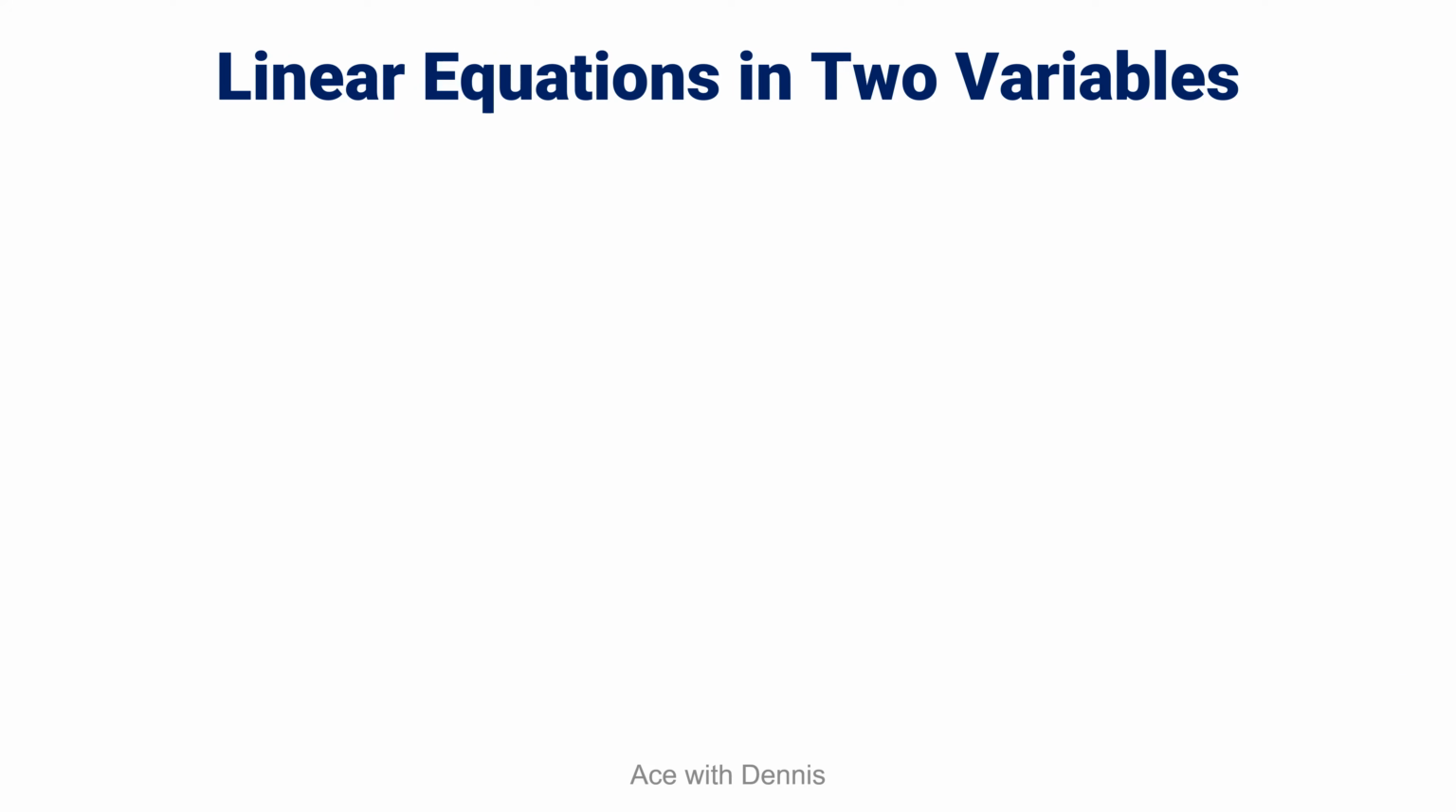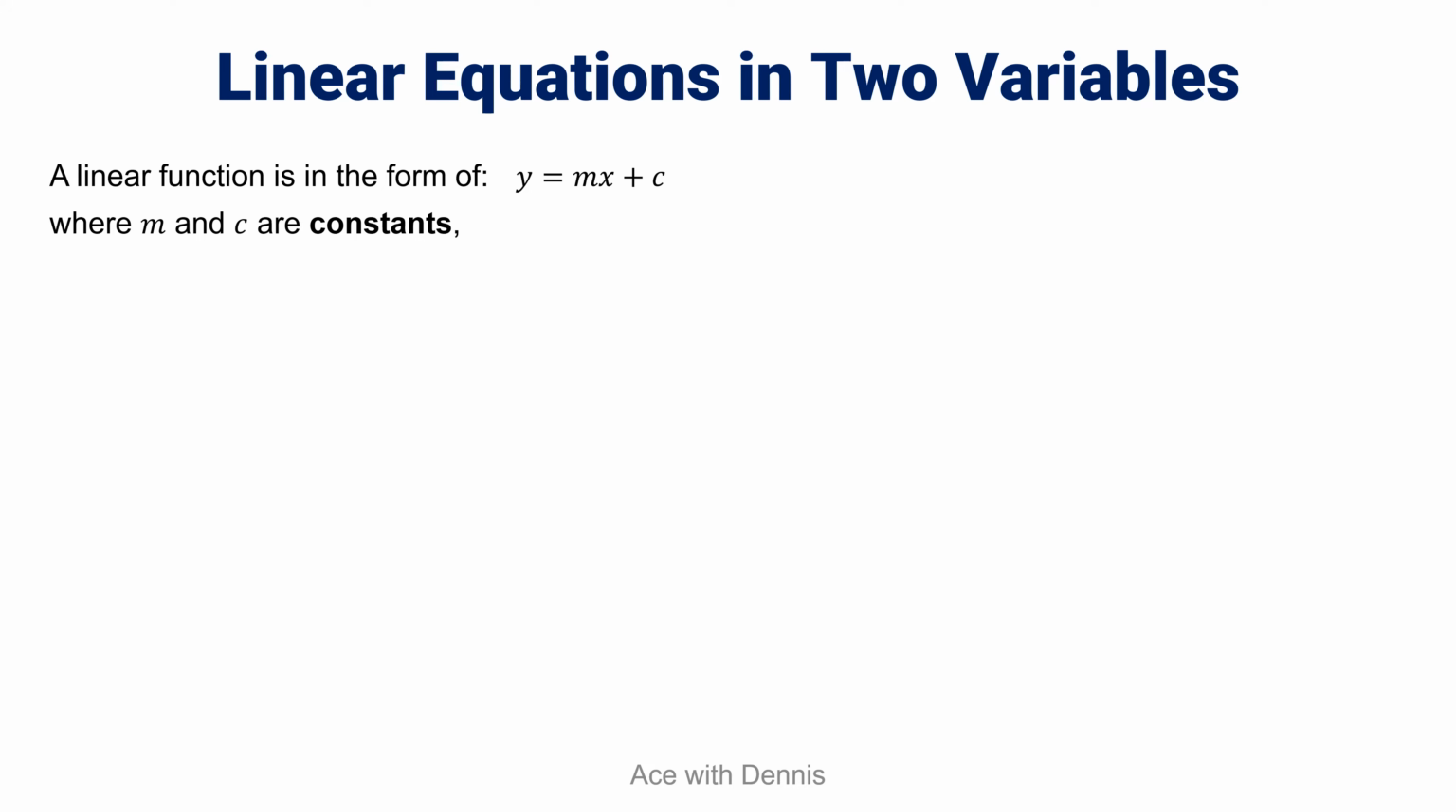Let's learn linear equations in two variables. A linear function is in the form of y equals mx plus c, where m and c are constants and x and y are variables. If you have learned the coordinate geometry chapter, you will know the meaning of m and c, where m is the gradient of the graph and c is the y-intercept.